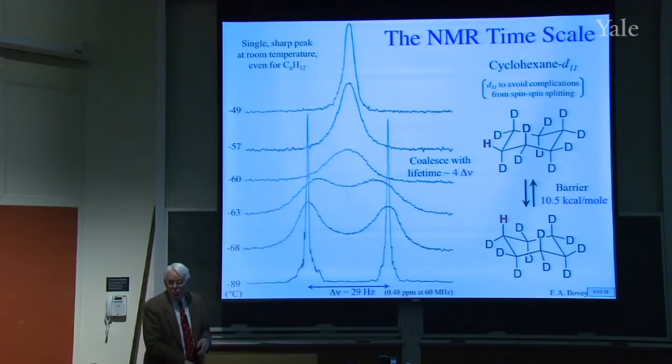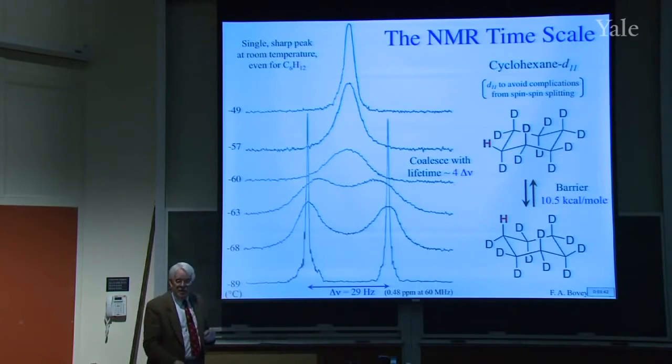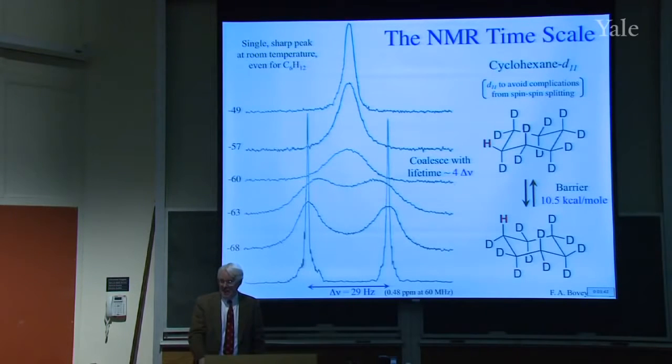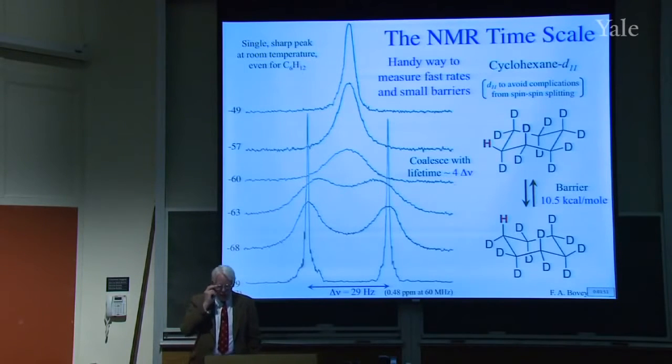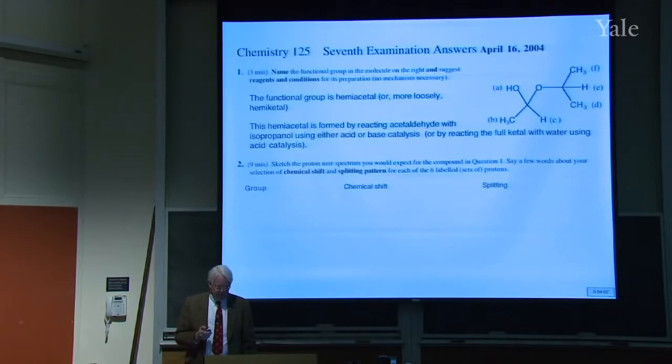When we were talking about conformational analysis, we said that the barrier for flipping one chair to another in cyclohexane is 10.5 kilocalories per mole, and that's where you get it. It's not easy to measure something like that, but NMR allows you to do it, right? So this is a handy way to measure really fast rates and very small barriers that correspond to these fast rates. So the NMR application in dynamics is very important for studying fast rate processes.